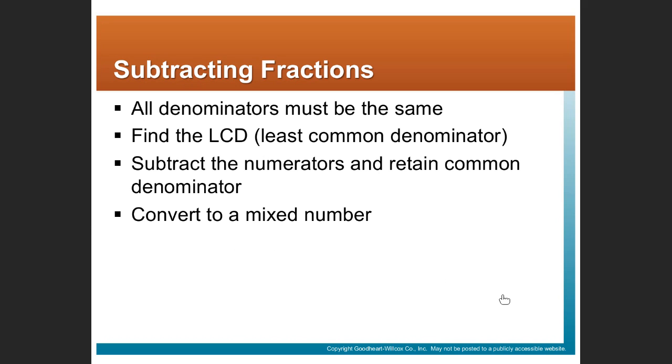Subtracting fractions, it's going to be essentially the same thing. All the denominators must be the same. We have to find the least common denominator and convert everything to that least common denominator. Subtract the numerators and retain the common denominator, and convert back to a mixed number if the result is an improper fraction.